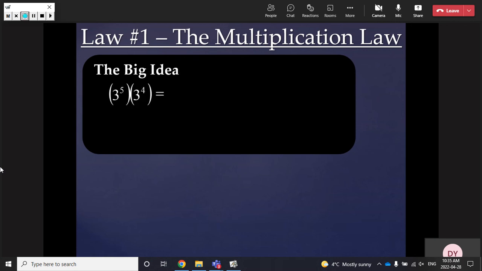If we have 3 to the exponent 5 multiplied by 3 to the exponent 4. Now, I think so far, if we were to do this by hand, the best thing to do here would be to expand the things you see in the brackets, right? So 3 to the exponent 5 we know is 3 times 3 times 3 times 3 times 3. And 3 to the exponent 4 is 3 times 3 times 3 times 3.